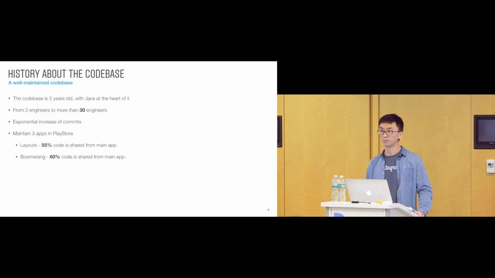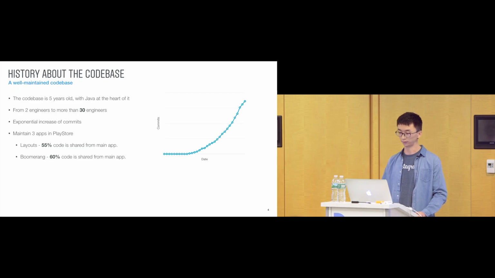Because we have more and more people working on the code base, the number of commits in the repo grows in an exponential fashion. Here's a graph I just crawled before I came here today. It shows the number of commits in our repo and how it grew over these years. You can see it's growing in an exponential fashion.